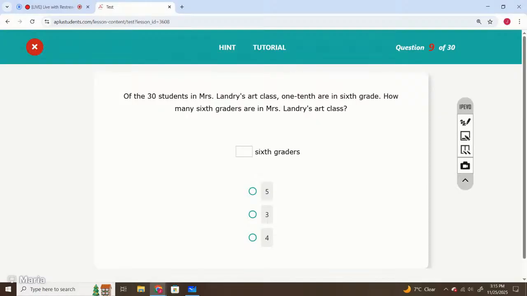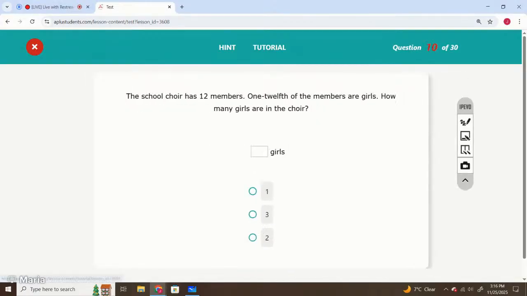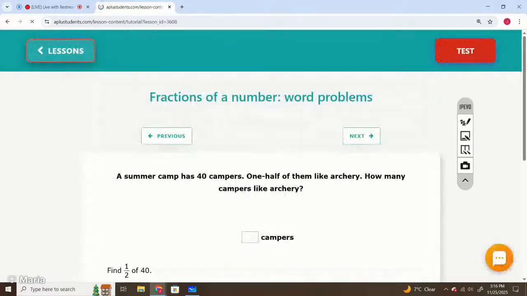Of the 30 students in Mrs. Landry's art class, 1/10 are in 6th grade. How many 6th graders are in Mrs. Landry's art class? That is 3. Option number 2 is the correct option. Okay, you can complete the lesson by yourself later today. Just move on to the next lesson.